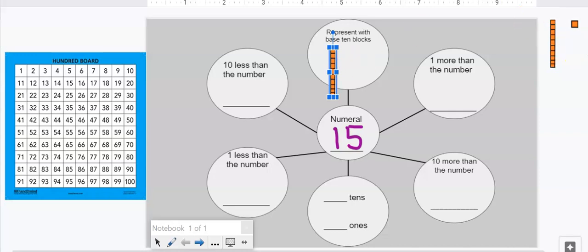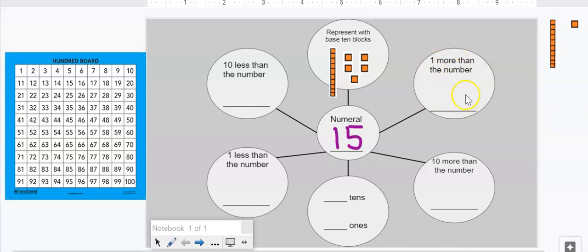So 10. Can I make another group of 10? No, that would be 20. So 10, 11, 12, 13, 14, and 15. Very good. So let's make sure: 10, 11, 12, 13, 14, 15. Good. We want to be very precise.